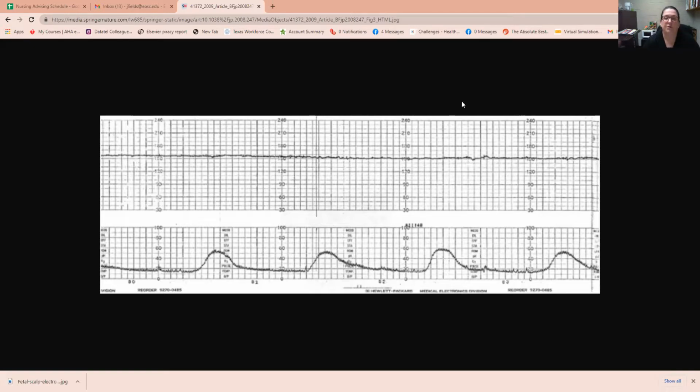Now with category 2, we're monitoring that patient. We're keeping the provider updated. We're letting them know if things are changing. Okay, category 1, proceed with normal care. Category 2, monitor, keep that provider updated. Category 3, contact the provider immediately. Okay, in the next section, we're going to talk about lab and diagnostic tests.